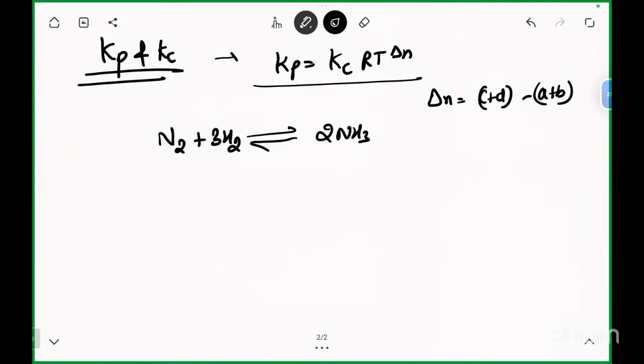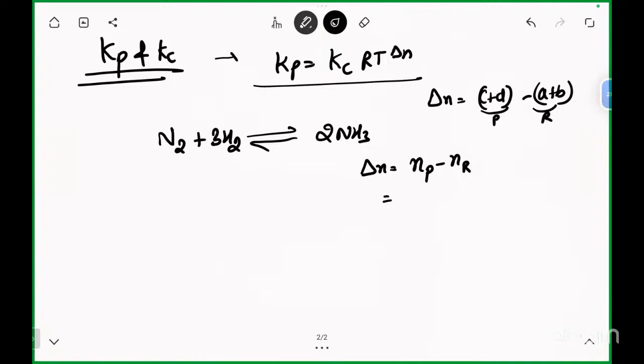Okay, and now the question is asked: you have to derive the relation for Kp and Kc for this particular reaction. So first calculate the value of delta n. Delta n is equal to the number of moles of product minus the number of moles of reactant. That is product and that is reactant. Same thing, so Np minus Nr.